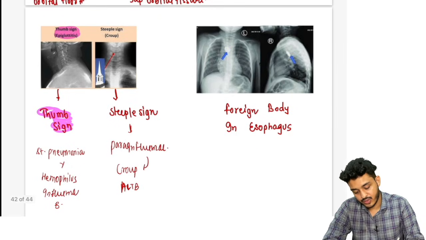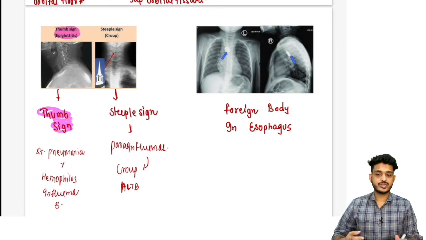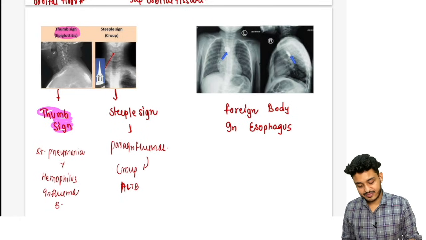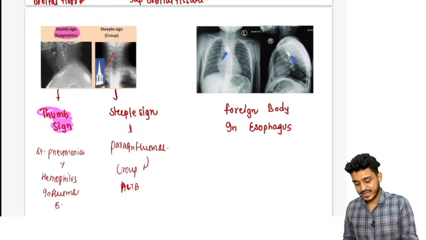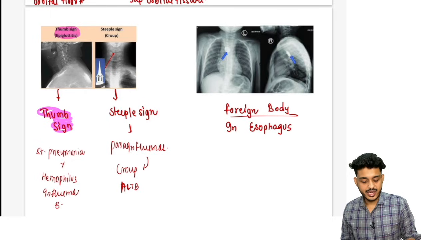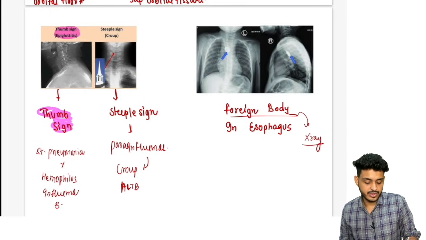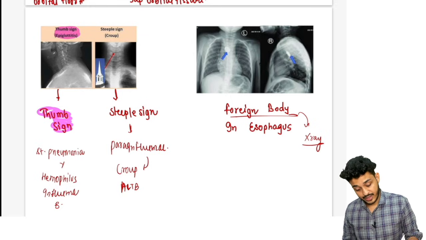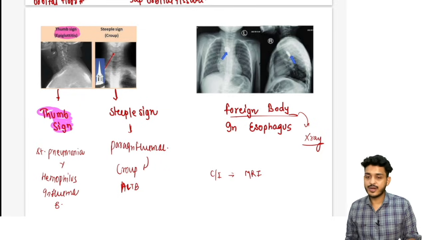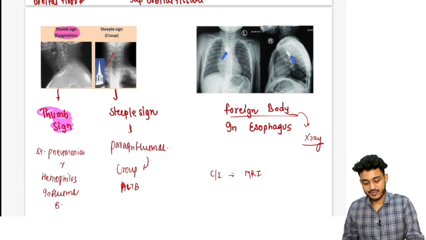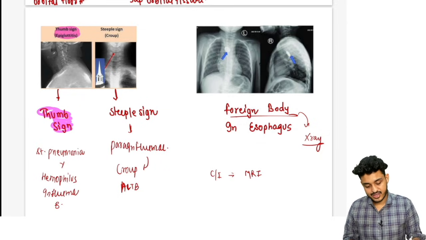Then we need to look for the foreign body. If you are going to see the X-ray, remember one thing: for foreign body, anytime, the investigation of choice, what first thing you are going to do, is X-ray. What you are never going to do, what is contraindicated, is your MRI, because it can be metal and metal can kill you, right? If it is a metal, it can kill you. So this is going to be the thing.